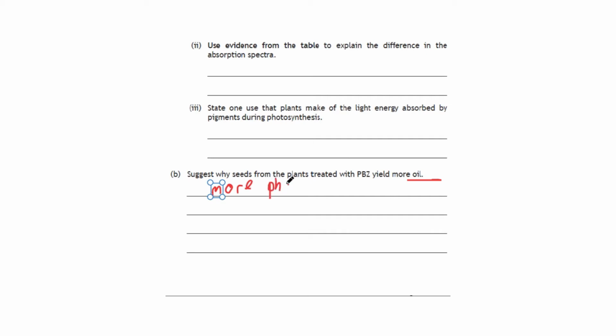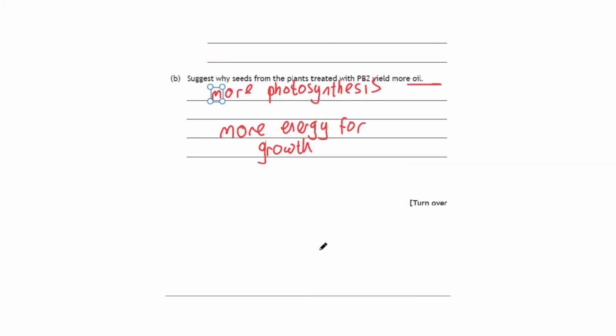It's not bad. More photosynthesis, so that's for the first mark, and then the second mark is for saying that that produces more energy for growth, or you could say more energy for oil production or more energy for seed production. But that's your 2 marks for that one.